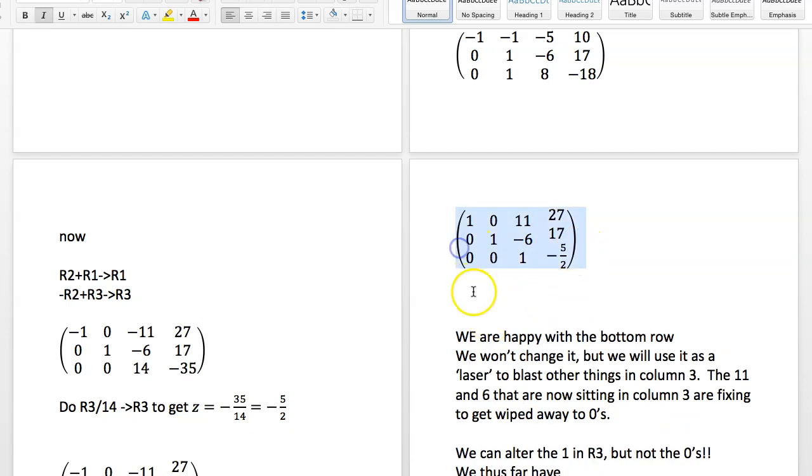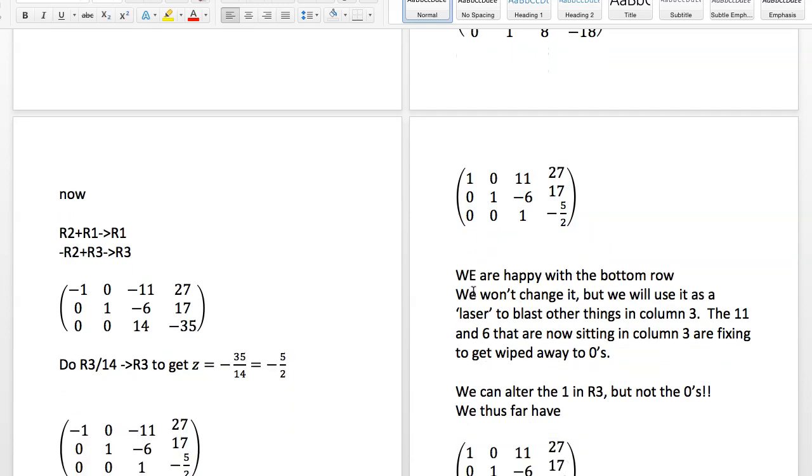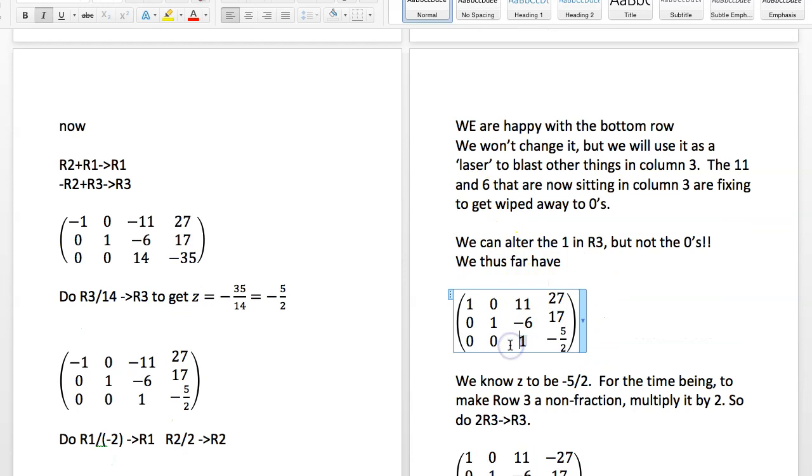Yeah, I copied this guy down way too many times. I don't care to copy him down again, but I don't want to copy him down like 100 zillion times. So, no, he doesn't need to be copied down that many times. I already have him here again. So now, what do we have? That -5 halves, so we know that z is -5 halves.